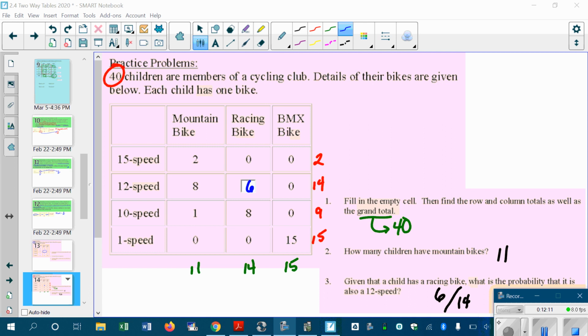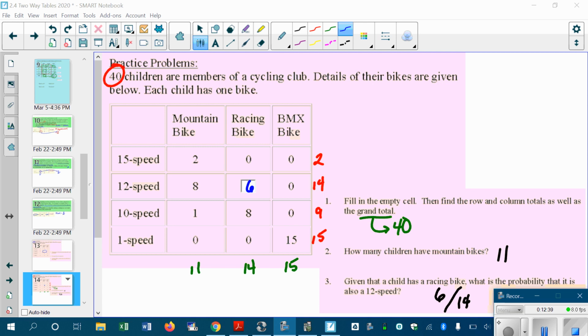Okay, I'm showing here my answers for the bicycle question, and you can see that in red I have my row totals, in green I have my column totals. The missing cell was 60. The answers to my questions are as follows. Question 1 asked me to find the grand total, which is 40. It also asked me to find the row and column totals, which I just pointed out to you. Question 2 asked how many children have mountain bikes. That is the first column's total, which is 11.